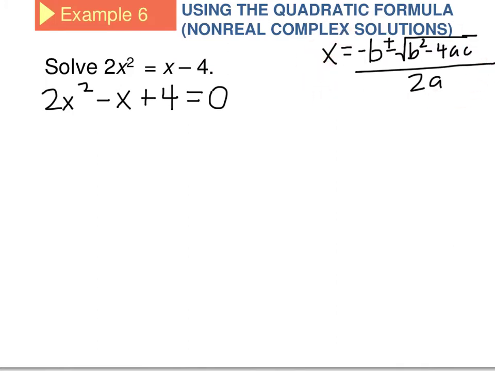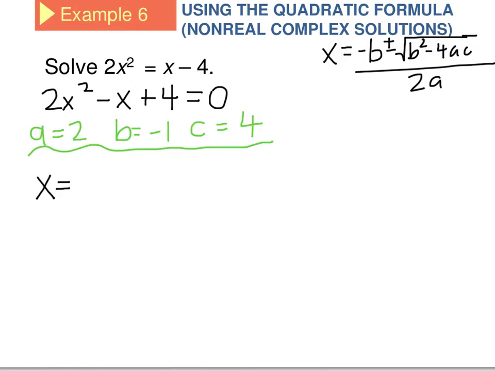So now I'm going to identify my a, my b, and my c. A is with x squared, so a is 2. B is with x, so b is negative 1. And c is the constant, which is 4. And now I just need to plug these into my formula so that I can solve this equation.